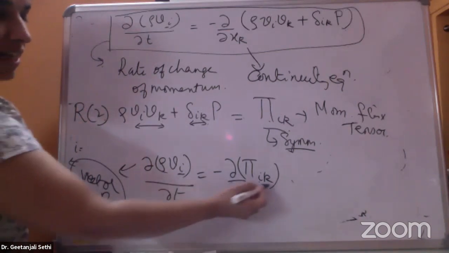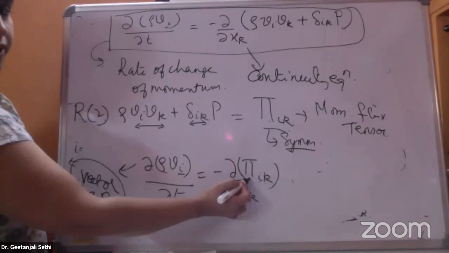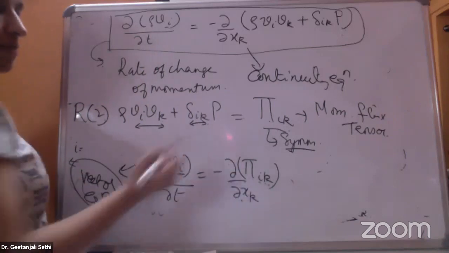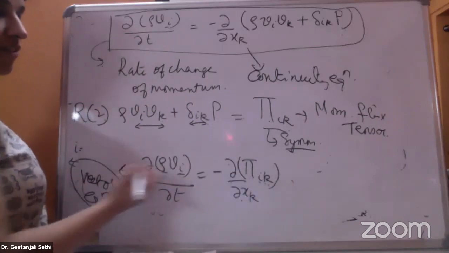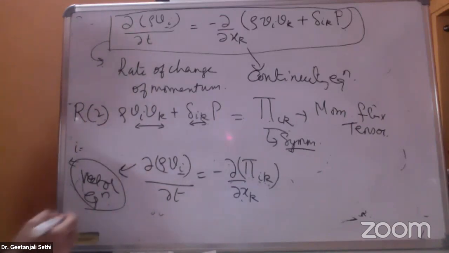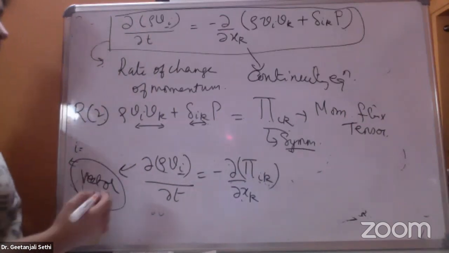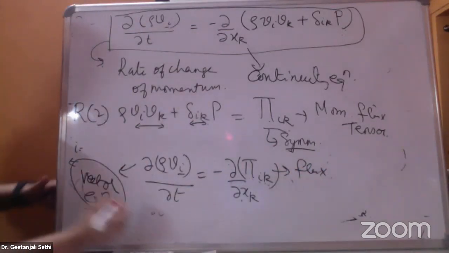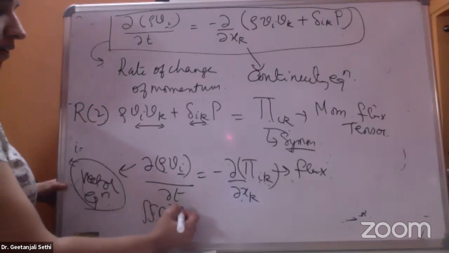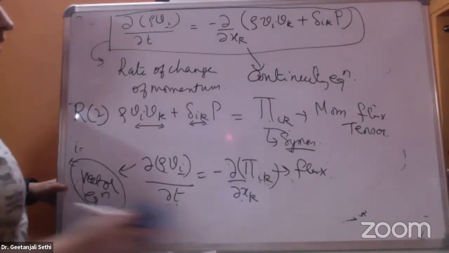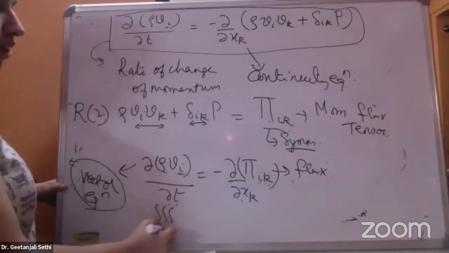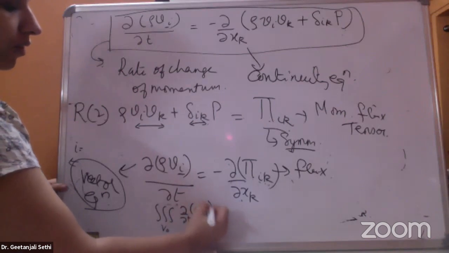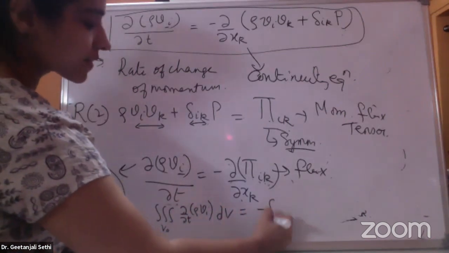Why? Because you see the right hand side is like the divergence of a vector. Right? So del by del xk of pi ik is nothing but a divergence. And on the left hand side, you have a rate of change, just like you have in your continuity equation. And that is the reason why this is called a flux. Right? If I take a volume, instead of looking at just my single element, I sum over the whole volume. So I do an integral of both the sides.